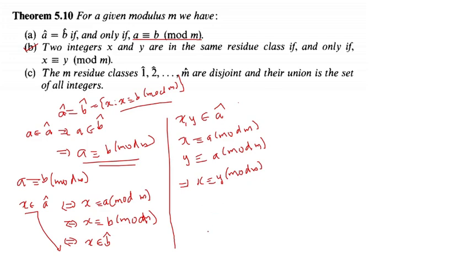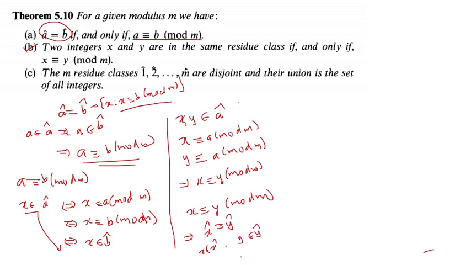Conversely, we assume that X is congruent to Y mod M. Then by the first part, if A is congruent to B mod M, then A cap equals B cap. Therefore, if X is congruent to Y mod M, then X cap equals Y cap. We have X belongs to X cap and Y belongs to Y cap.